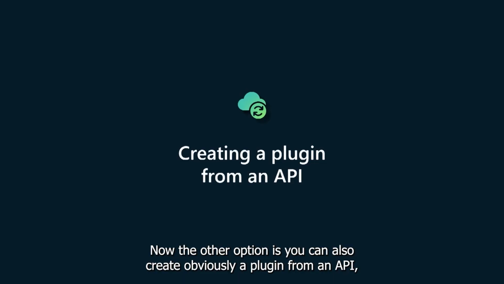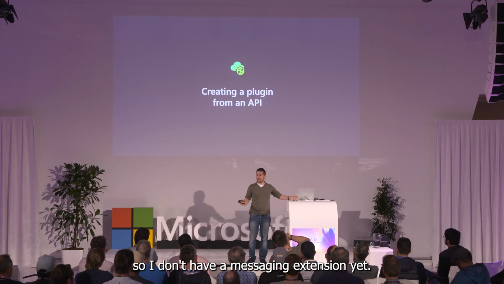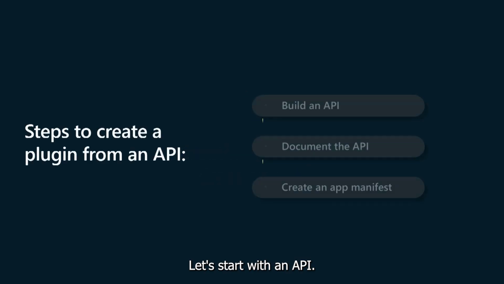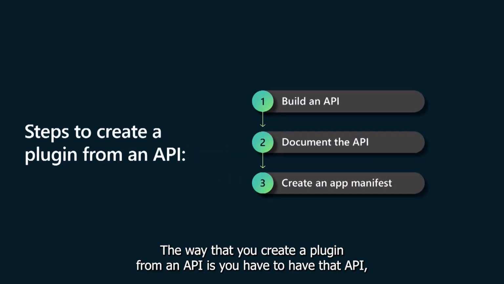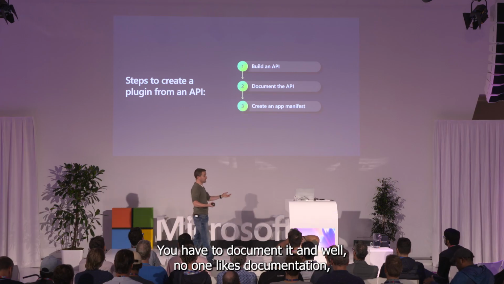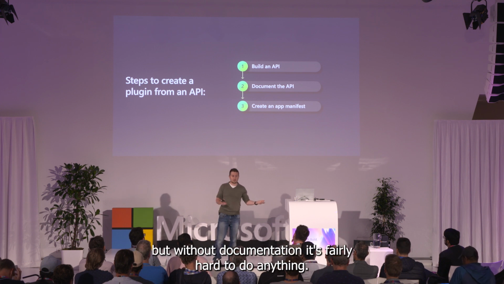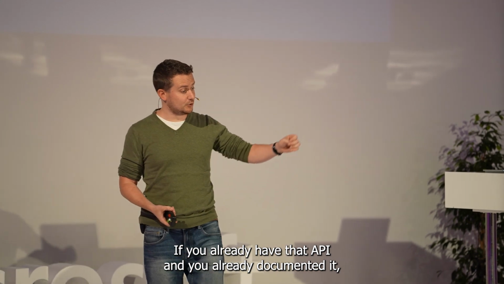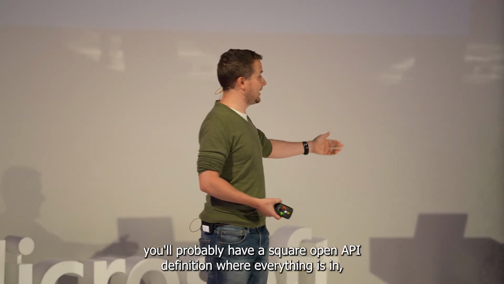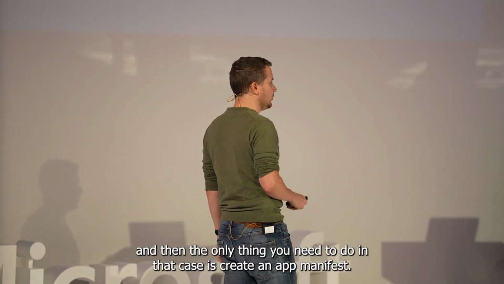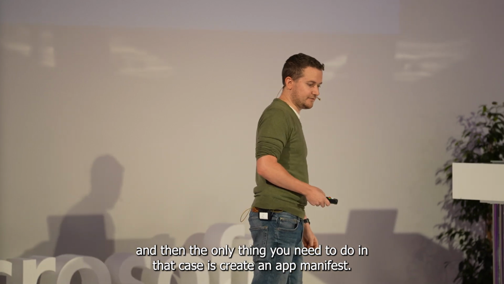Now, the other option is you can also, obviously, create a plugin from an API. So I don't have a messaging extension yet. Maybe I want to create one. Maybe I don't. Let's start with an API. The way that you create a plugin from an API is you have to have that API, which I would say probably makes some sense. You have to document it, and well, no one likes documentation, but without documentation, it's fairly hard to do anything. If you already have that API and you already documented it, you'll probably have a Swagger OpenAPI definition where everything is in. And then the only thing you need to do in that case is create an app manifest.